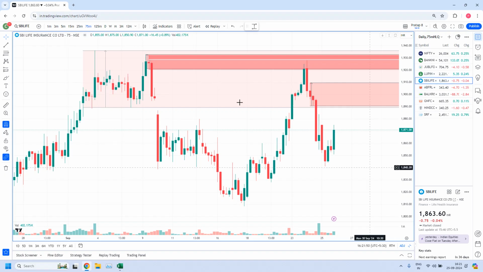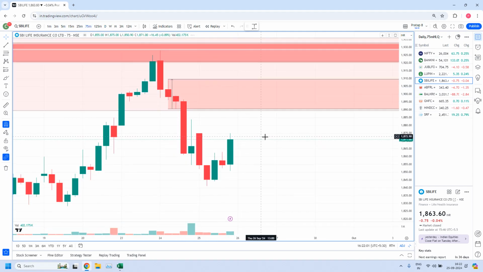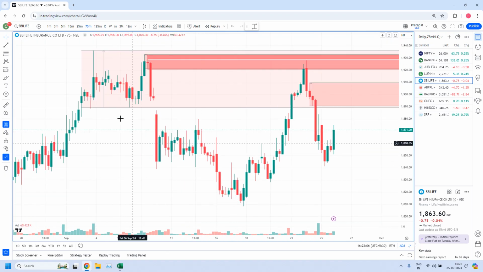Oh, sorry. SBI Life is also a daily zone, not 75 minutes. It is a daily zone. We have a rally, 1, 2, 3, 4 base candles and then a drop candle. This is fine-tuned with a 75 minute zone. Here we have a drop, 2 base candles and a drop. And here we have a rally, base, drop.